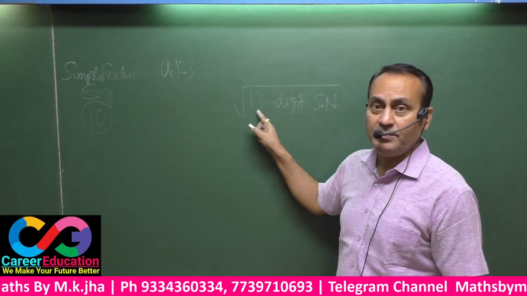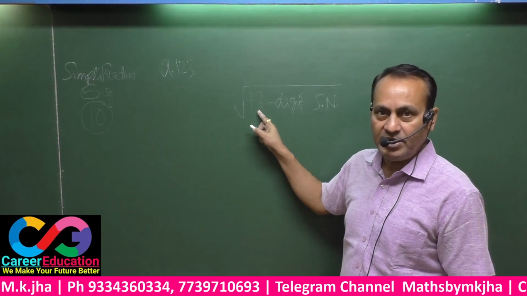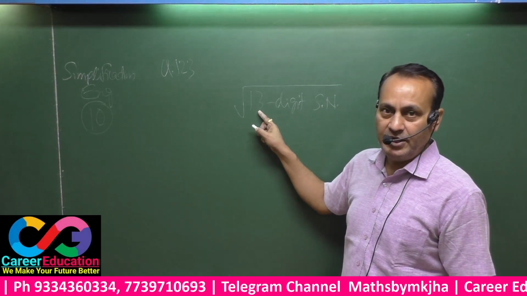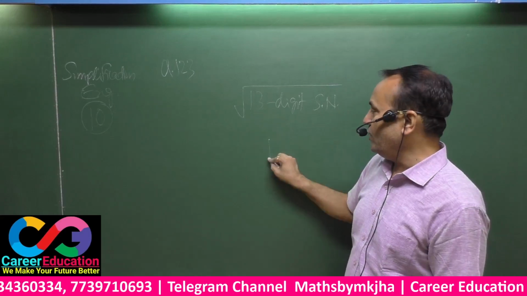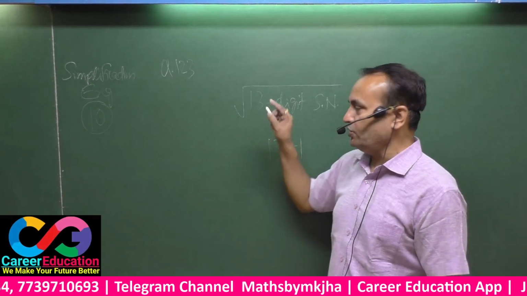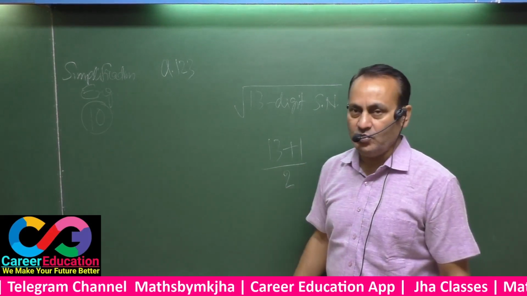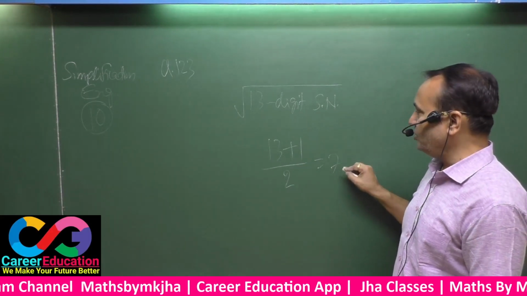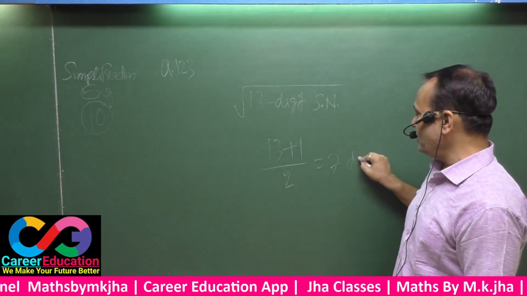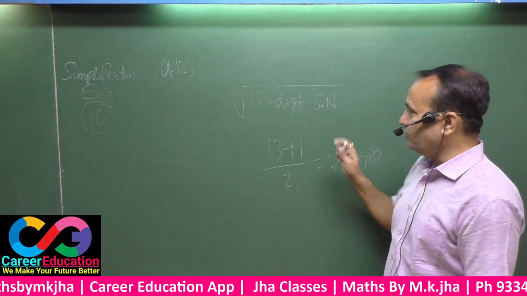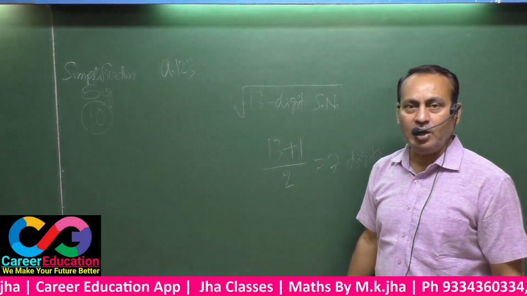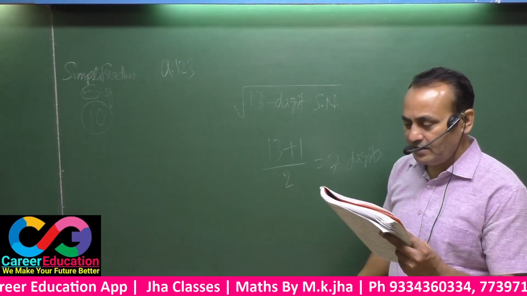13 can't be divided by 2, as 13 is an odd number. That's why you have to add 1 to this 13. That means 13 plus 1, then divided by 2. You get the number of digits in the result. In that result, certainly the number of digits will be only 7. Match the answer, only 7.